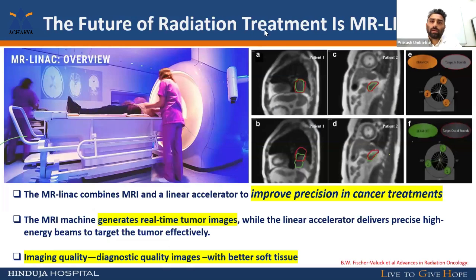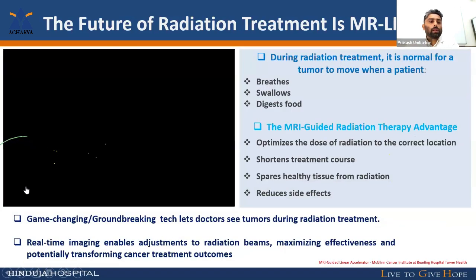So look at these MRI images. What is the main advantage of MR imaging technology in radiation therapy? I told you this is a combination of the MRI and the linear accelerator. If you see the tumor, you can treat the patient. We definitely get good quality imaging with the help of MRI, so we can track the tumor in real time and treat the patient. So this is also a new groundbreaking technology in radiation therapy.